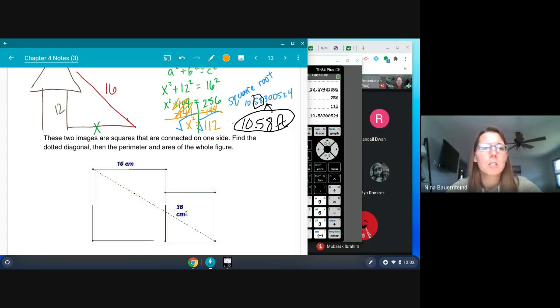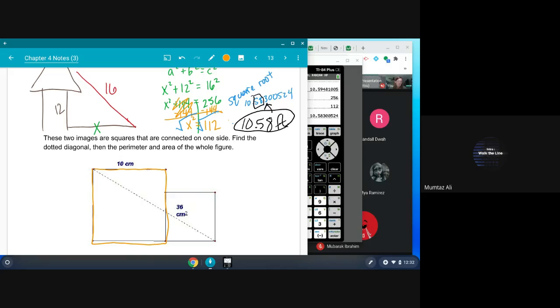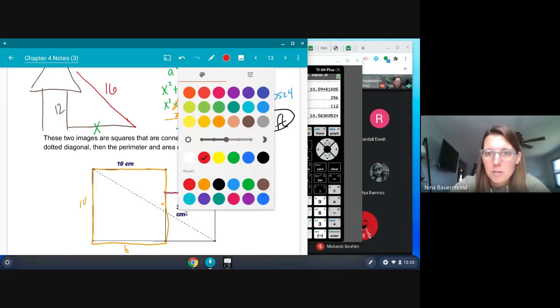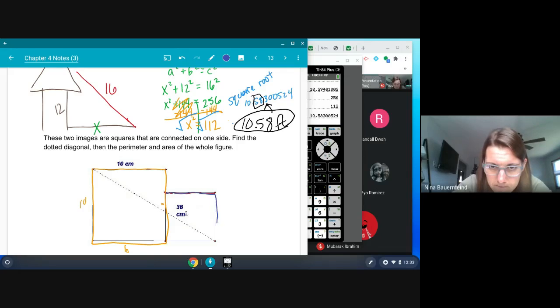This says two images. These two images are squares that are connected on one side. Find the dotted diagonal, then the perimeter and area of the whole figure. Okay, so this is a square. How long are each of the orange sides? 10. 10. Okay, now this is a little tricky, but I'm gonna try to do this in blue. Okay, this is also a square.